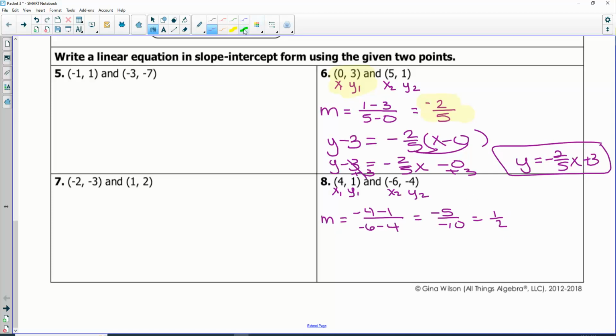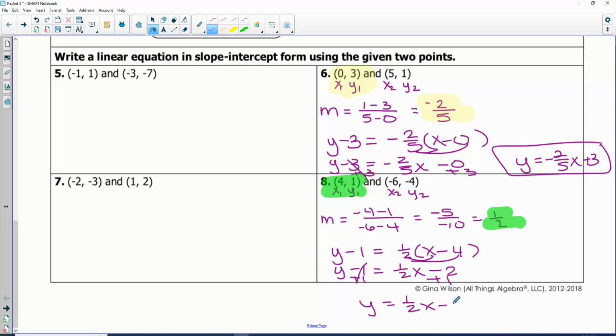So now we take one of our points and our slope and we plug into the y minus y1 equals m times x minus x1. So y minus 1 equals 1/2 x minus 2 because you distribute. Add the 1. So y equals 1/2 x minus 1. You are on a roll today. Alright, any questions there?